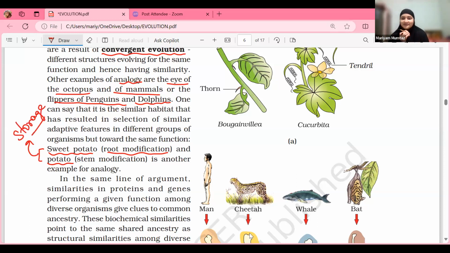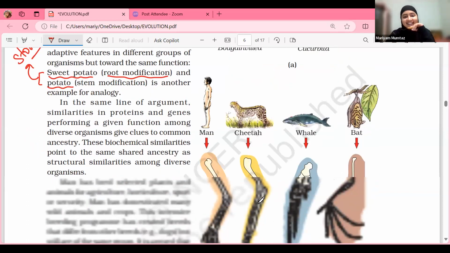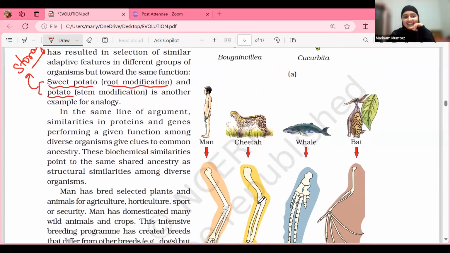Very nice. This is what is known as tukka. Tukka lag gaya. Very good.